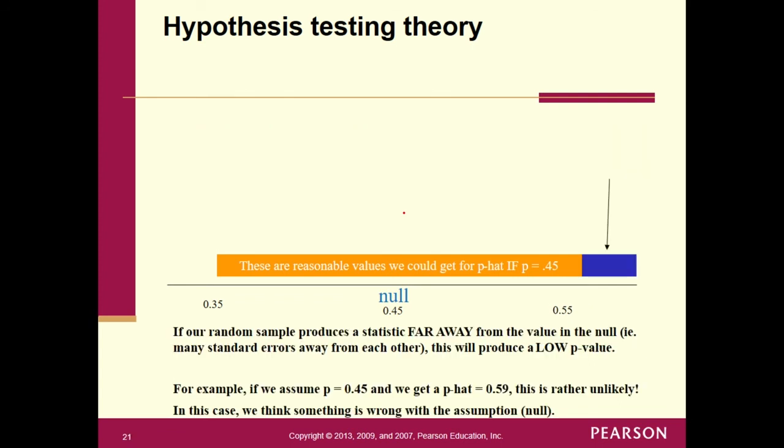Let's switch this around. Let's say that our p hat turned out to be in the blue over there. If our random sample produces a statistic far away from the value in the null, meaning it's more than a couple of standard errors away, this will produce a low p-value. For example, if we assume that p was equal to 0.45 and we get a p hat of 0.59, this is rather unlikely, to be that far away from one another. In this case, we think something is wrong with the assumption, meaning we think that what's in the null is wrong and what's in the alternative is correct.